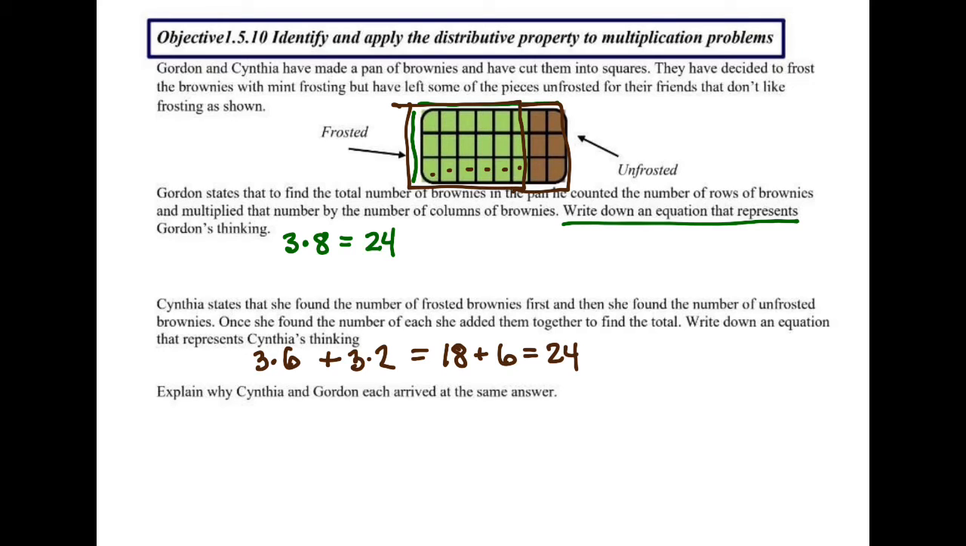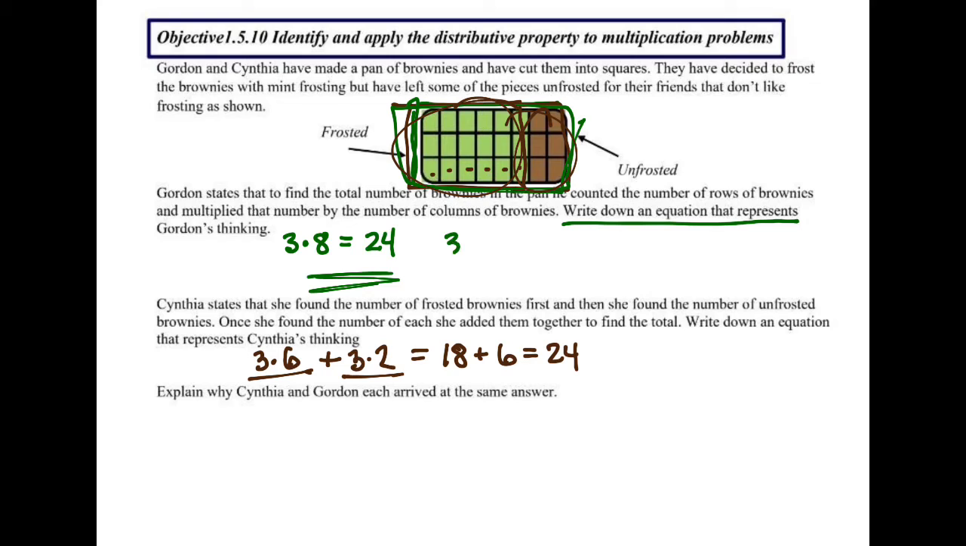So can you see how they both work, right? So you're taking the large rectangle for Gordon, and then you're breaking it into 2 smaller rectangles for Cynthia and adding them up. Makes perfect sense, doesn't it? Okay, let's break Gordon's down one more step so you can see something that's really important here.